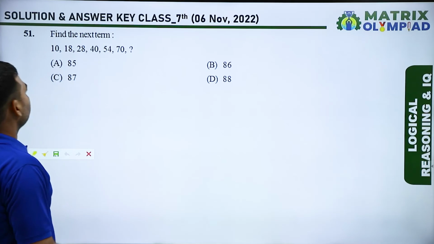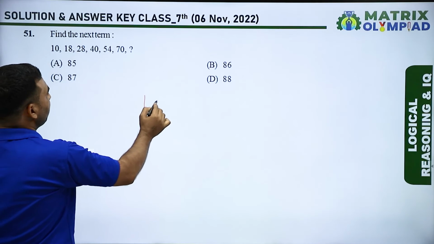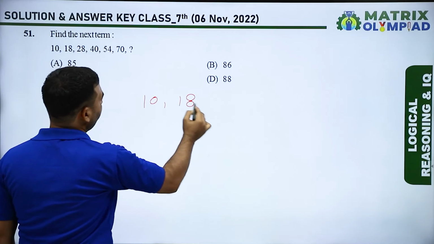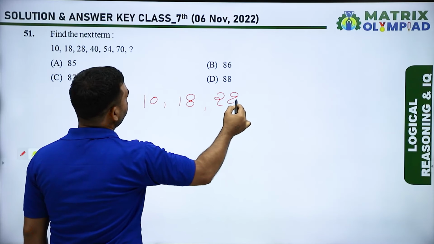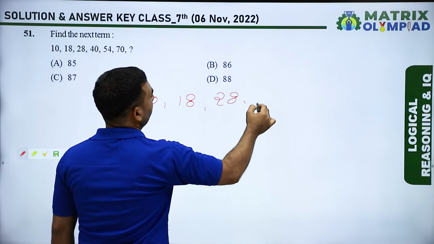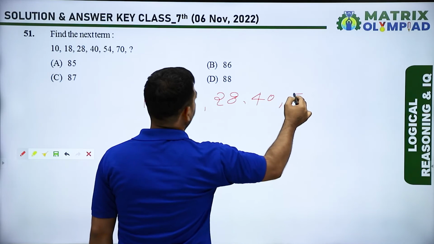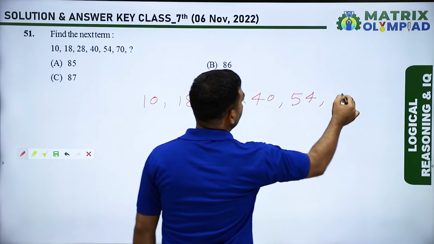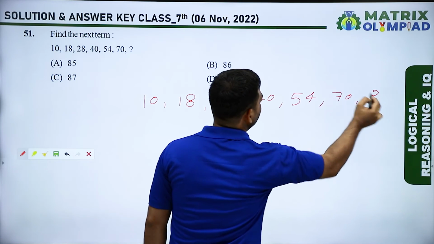Find the next term. Our series is 10, 18, 28, 40, 54, 70. What is the next term?